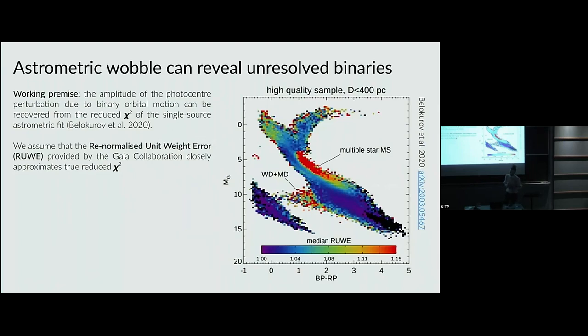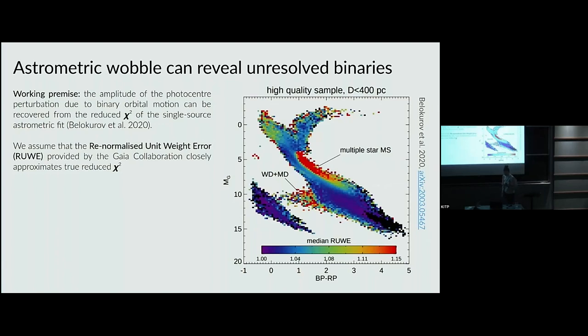And practically, we can do that by using the renormalized unit weight error, the RUWE parameter that the Gaia collaboration provides us, if we assume that it closely approximates the true chi-square. So we can test if this idea works just by color coding the Gaia HRD with the RUWE. And you can see immediately that the correct parts of the diagram light up in red with high RUWE values: the multiple stars above the main sequence, the most prominent regions, and the bridge between the white dwarf and main sequences.